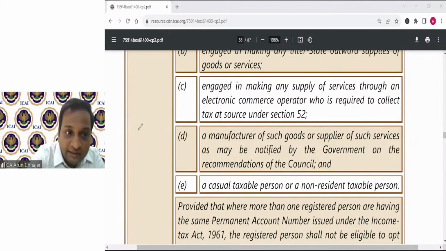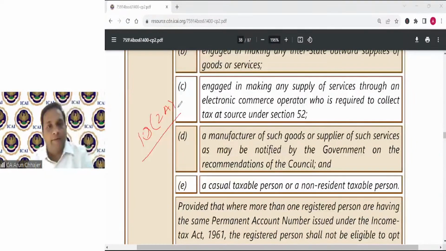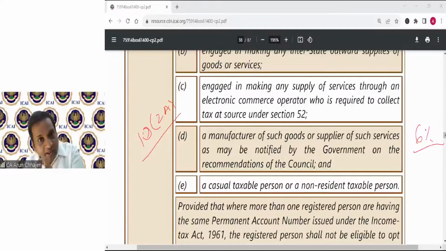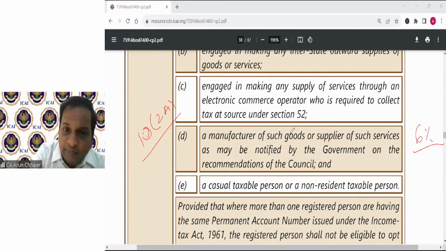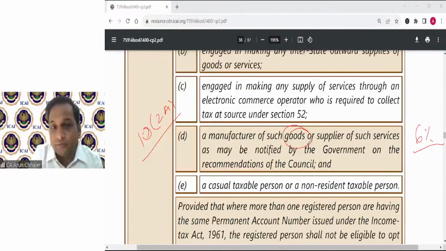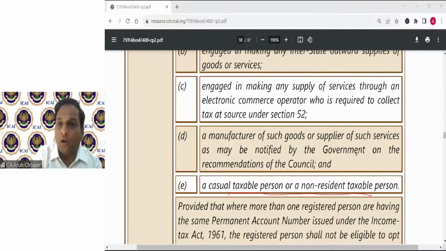Please note one thing: 10.2A is not only for services. It can be goods, it can be services, no problem. The only point is that the tax rate would be much higher. In 10.1 for goods, what is the rate? 1%. But in 10.2A, what is the rate? 6%. Same, you should not be manufacturing the goods or services as may be notified by the government on the recommendation of the Council, nor a casual taxable person or non-resident taxable person.